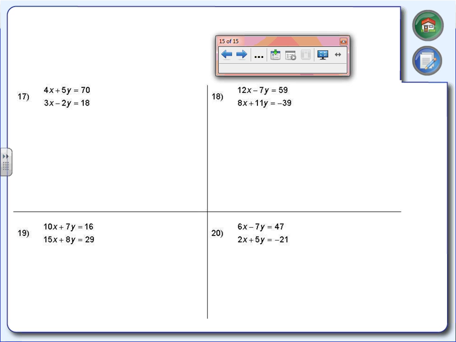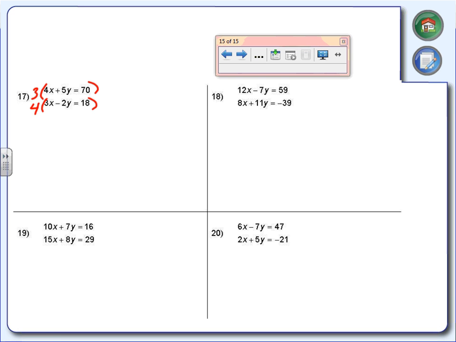Right now, if I add those 2 equations, nothing's going to eliminate. If I subtract those 2 equations, I'm still not going to get anything to eliminate. So what I'm going to have to do is figure out some way to get the numbers in front of the x's to match up, or the numbers in front of the y's to match up. So here's what I'm going to do. I'm going to take the first equation and multiply it by 3. But I'm also going to take the second equation and multiply it by 4.